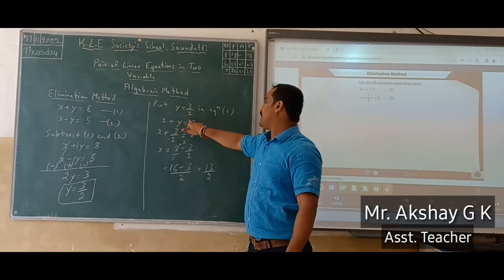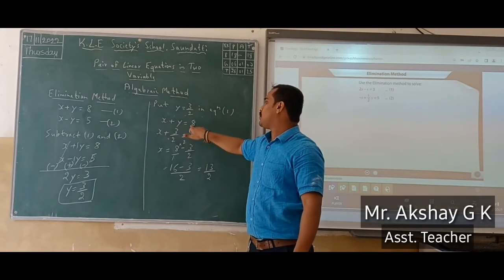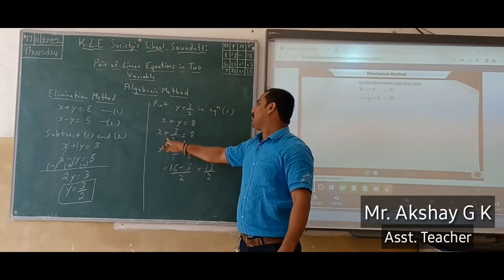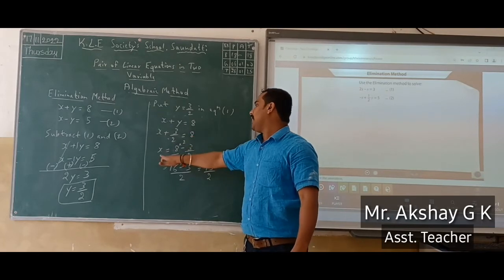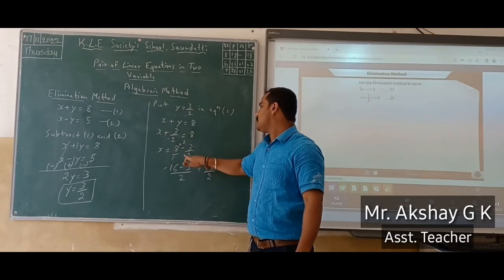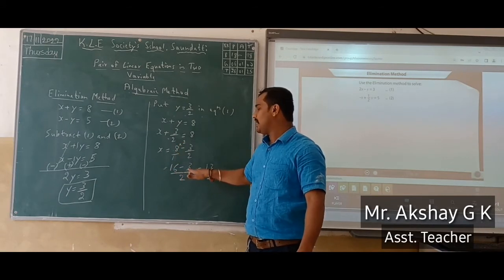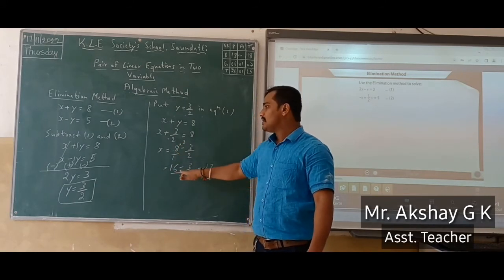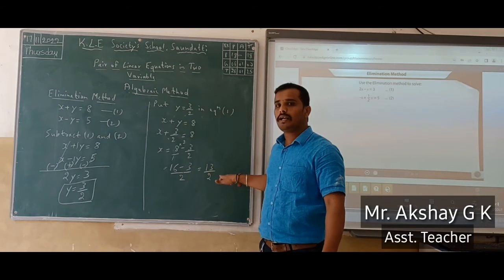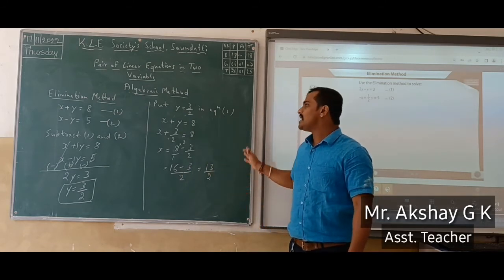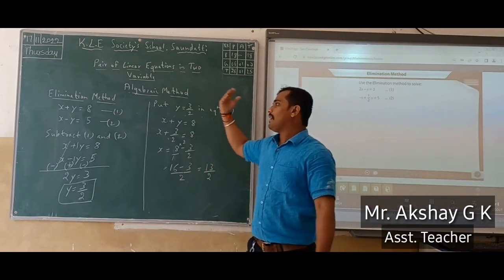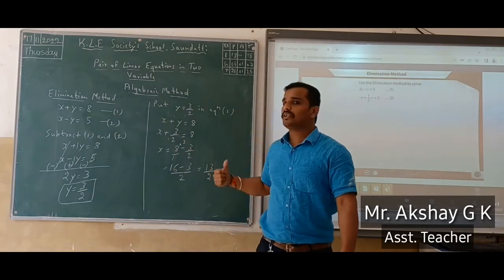y is equal to 3 by 2. x plus y is equal to 8 we have taken. x plus 3 by 2 is equal to 8. x is equal to 8 minus 3 by 2. Taking LCM here, 8 twos are 16 minus 3 by 2, that is nothing but 16 minus 3 is nothing but 13 by 2. This is nothing but the elimination method to find the values.